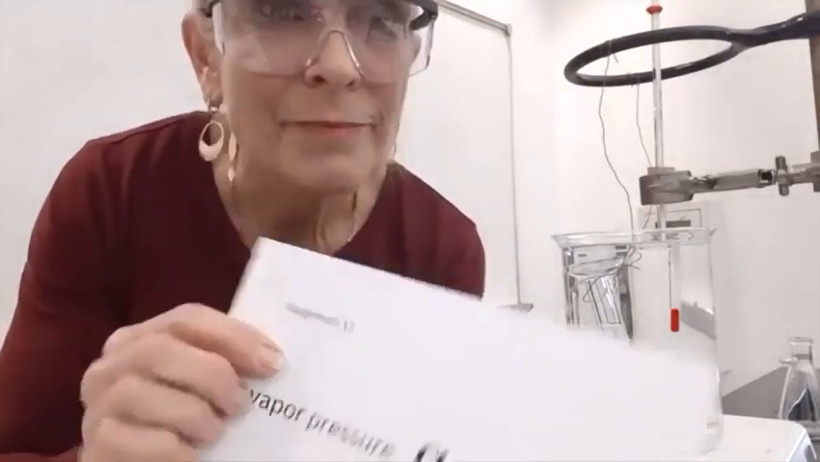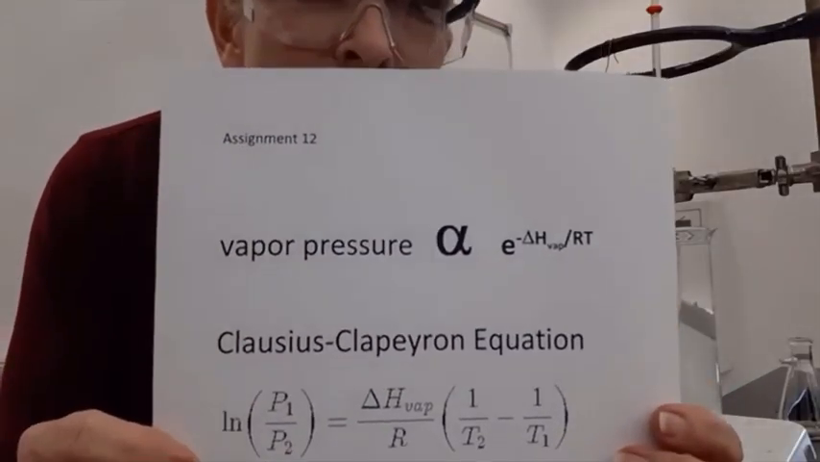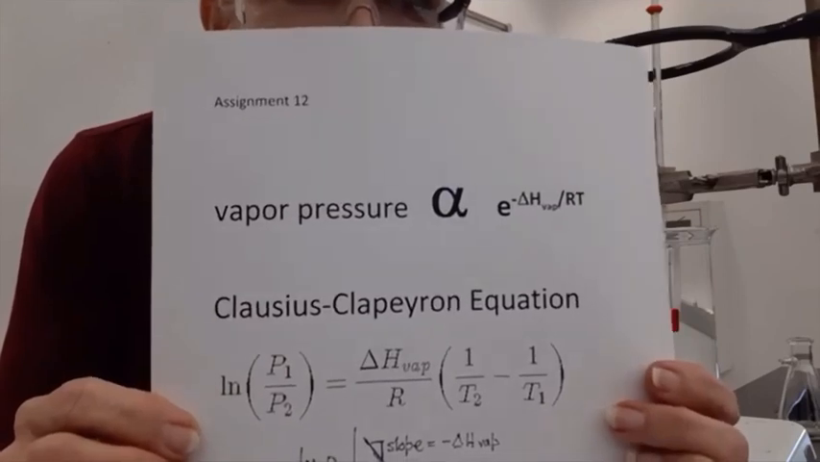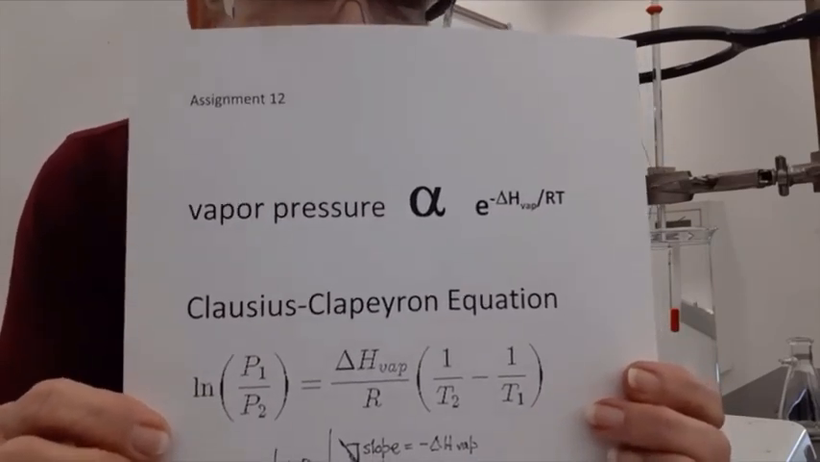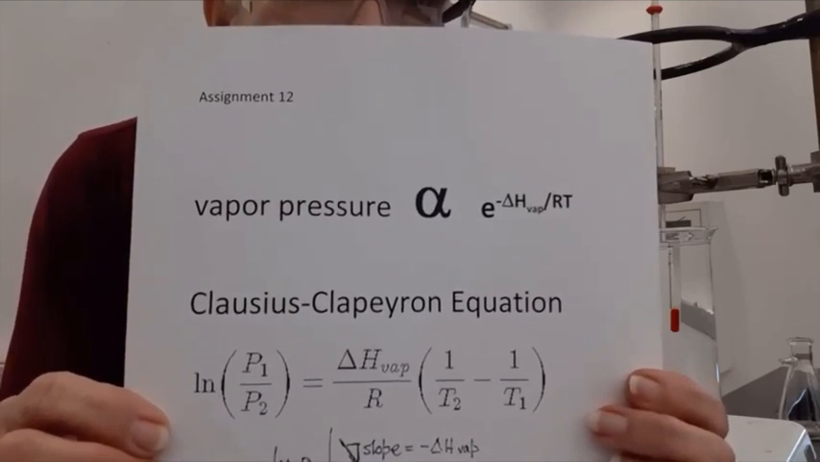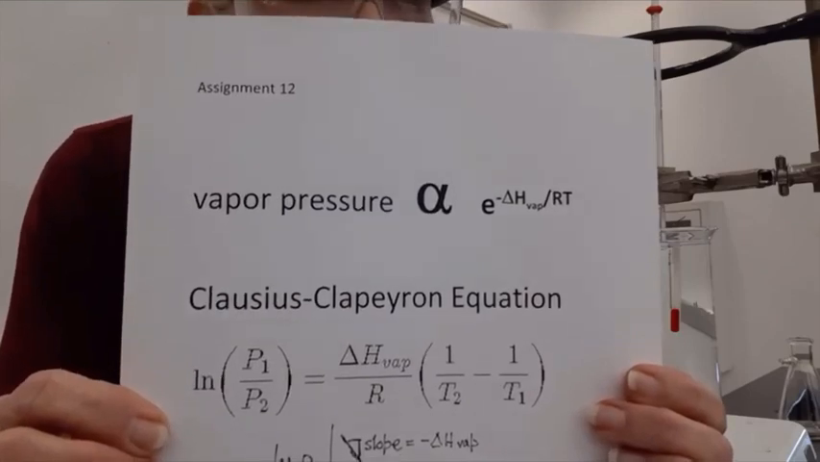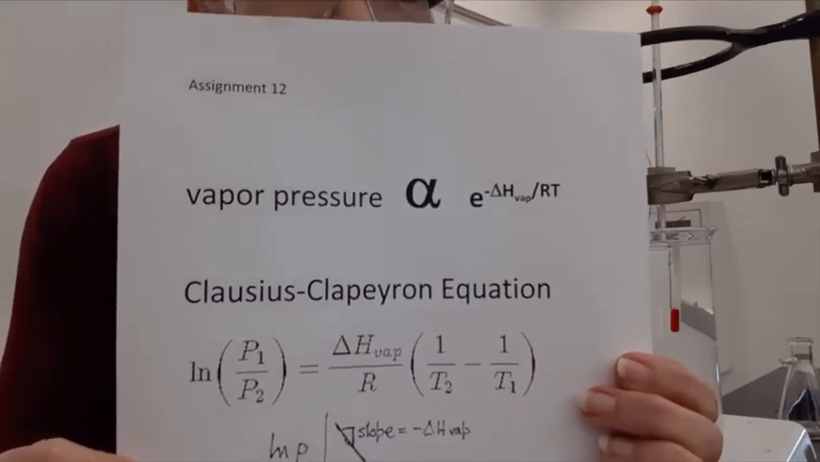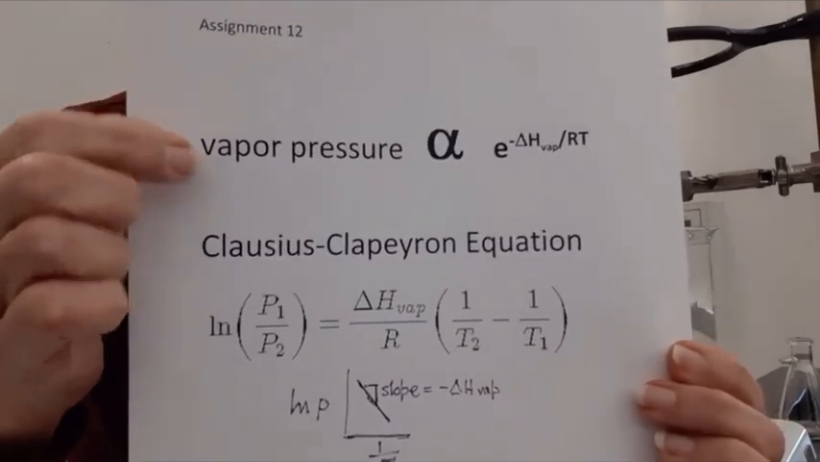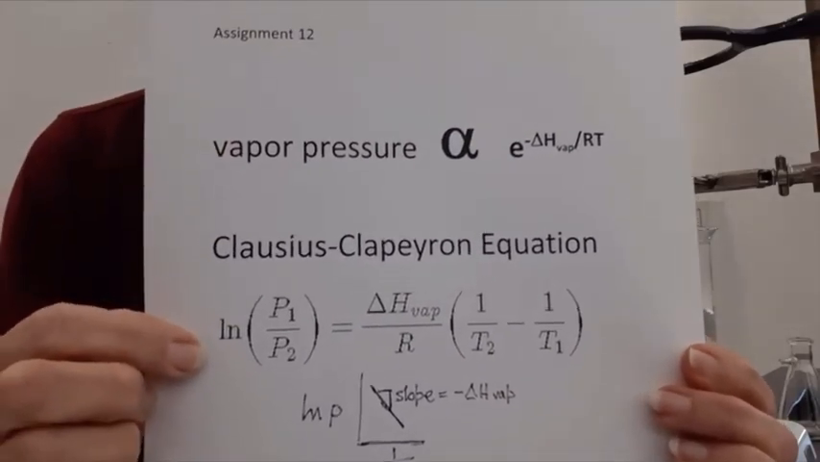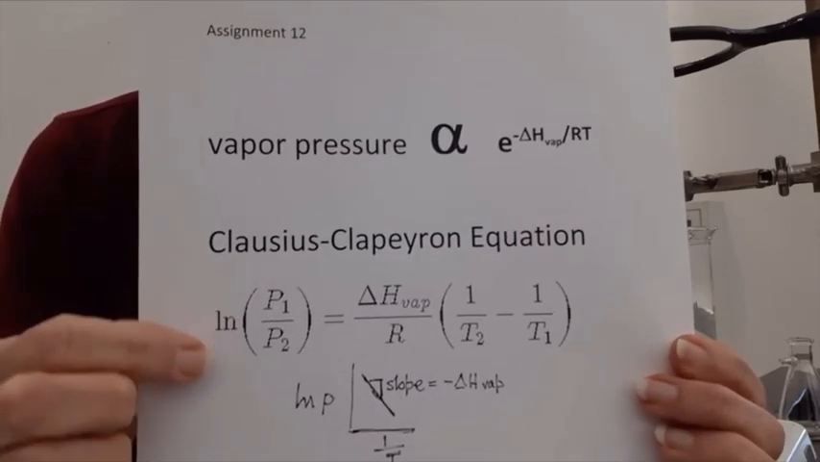You know that the vapor pressure of a liquid increases with temperature. Well, it's not a straight line relationship. The vapor pressure of a liquid is proportional to e to the power minus delta H of vaporization over RT. Definitely not a straight line. However, the Clausius-Clapeyron equation takes this relationship and looks at it at two different temperatures, giving two different vapor pressures.